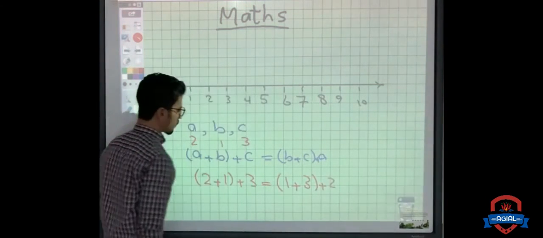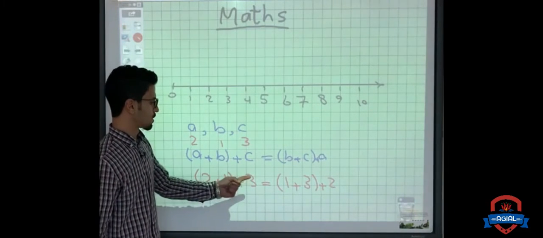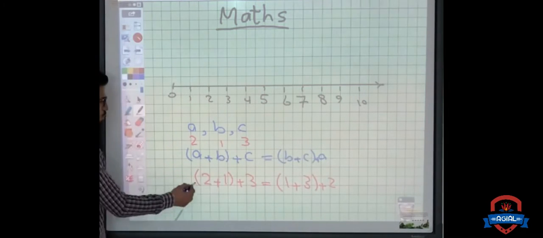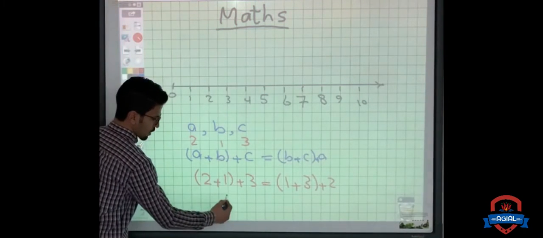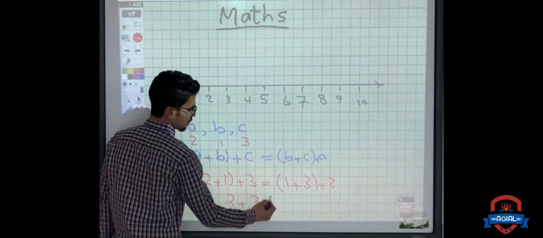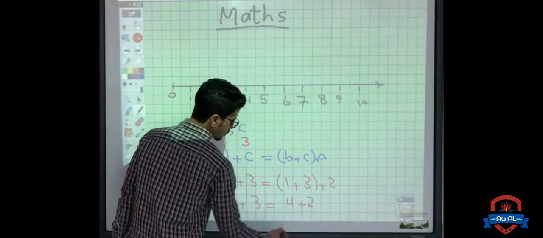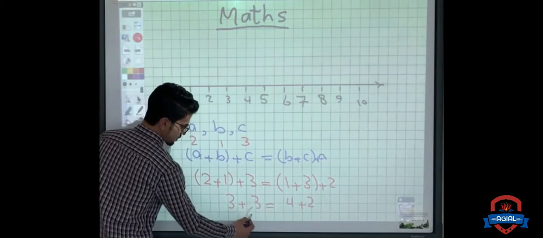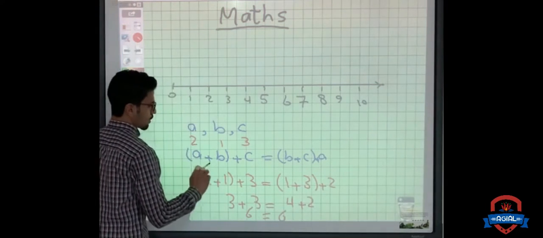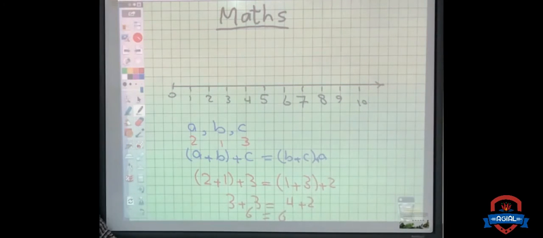So if we make the addition with 1 and 2, then we add 3, that will be the same as if we add 1 plus 3, then we add 2. So 2 plus 1 equals 3, plus 3 equals 6. And 1 plus 3 equals 4, plus 2 equals 6. So this is the same. And this is the associative property of addition in natural numbers.